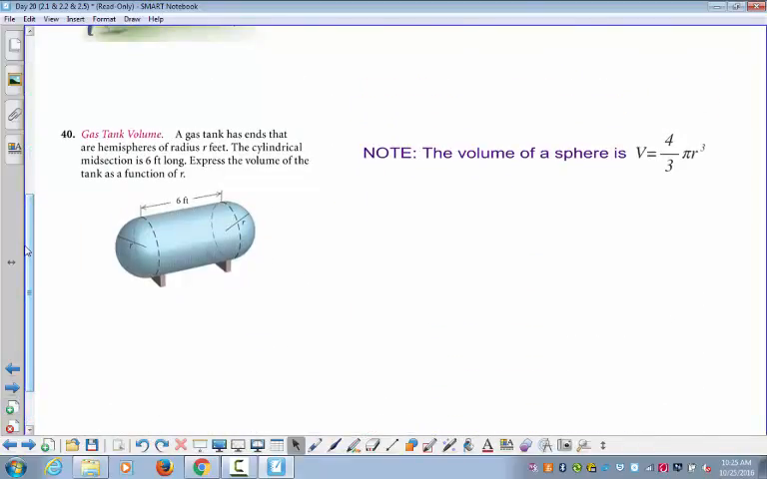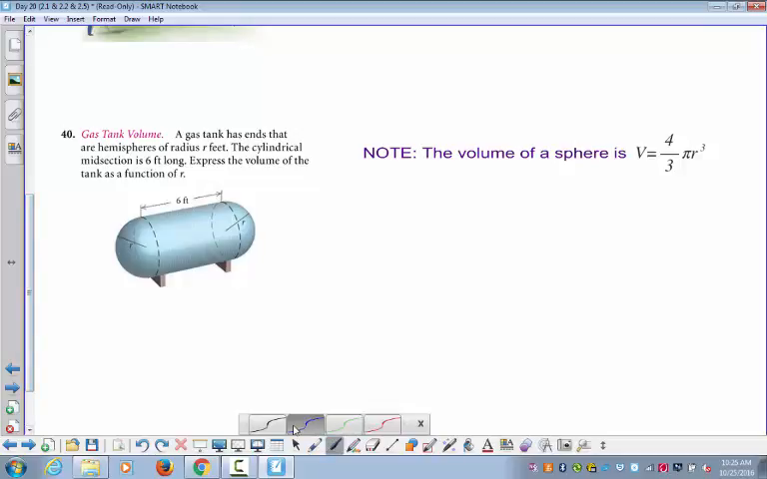All right, similar type of thing. We have a gas tank. It's got hemispheres on the ends, and each of the hemispheres has a radius of r feet. The cylindrical midsection is 6 feet long. Express the volume of the tank as a function of r. Okay, so the volume of this tank is a function of r.